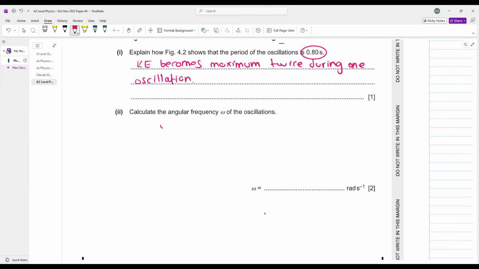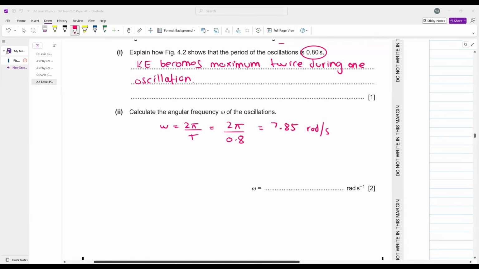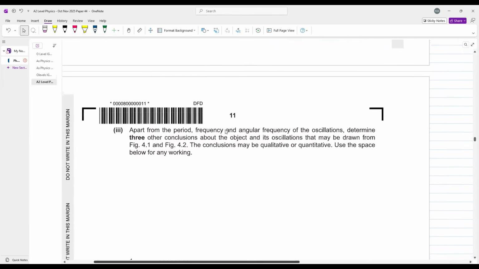Angular frequency ω निकालना है. How will you do that? ω is equal to 2π over capital T. बेटा time period की value क्या है? 0.8. Divide करो. What does your value of ω come out to be? हाँ जी. ω comes out to be 7.85 radians per second. Simple, nothing complicated here. You can round it off to two significant figures as well.